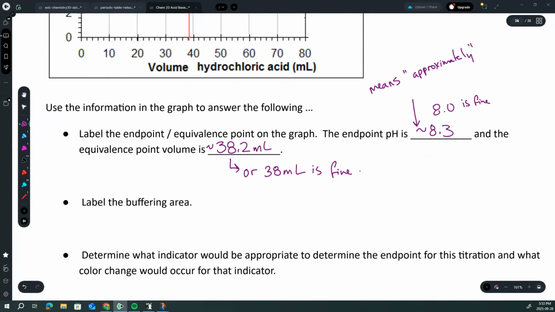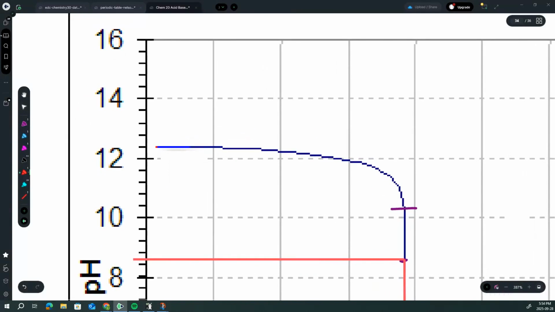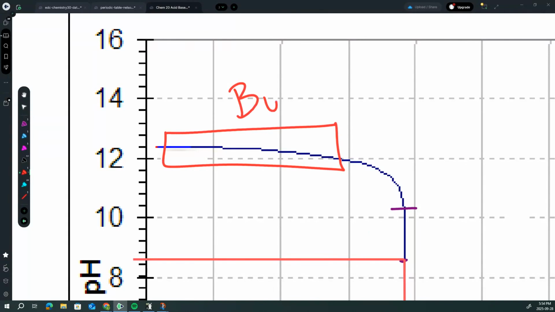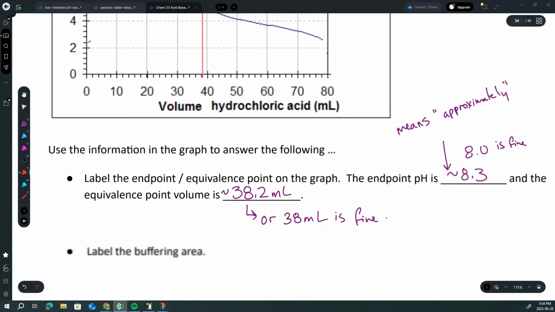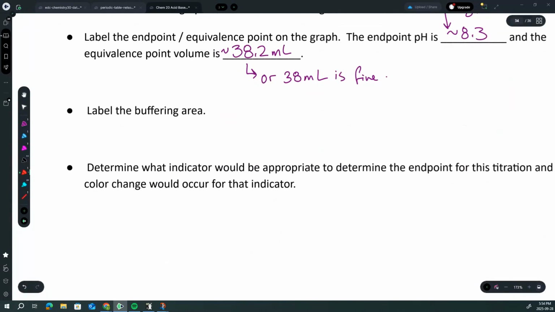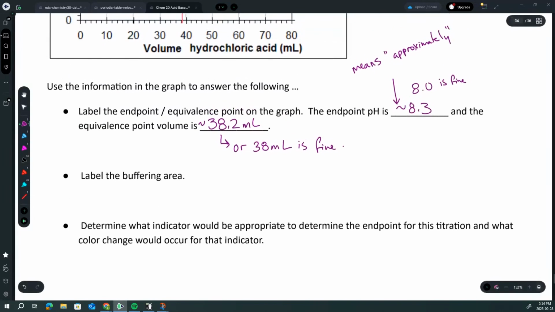Next we have to label the buffering area. A reminder, the buffering area is never the last plateau. So we can say this area here is the buffering area, because the solution is resisting changes to pH. And then determine what indicator would be appropriate to determine the endpoint for this titration and what the color change would be. So the endpoint pH is around 8, 8.3, somewhere around there.